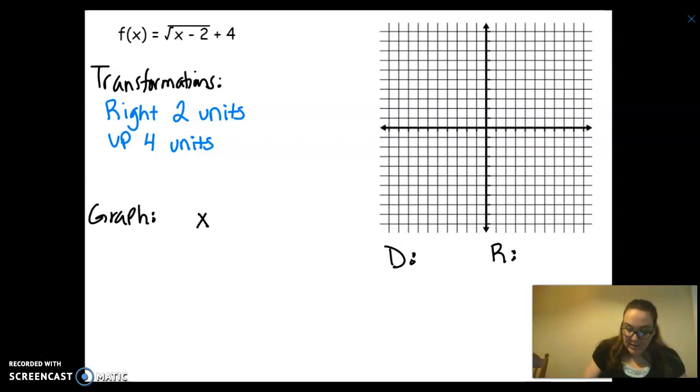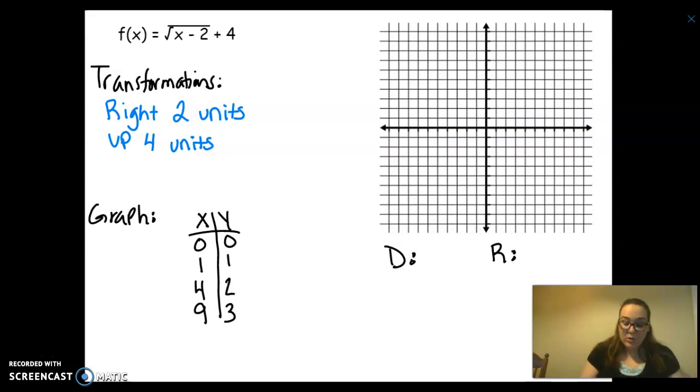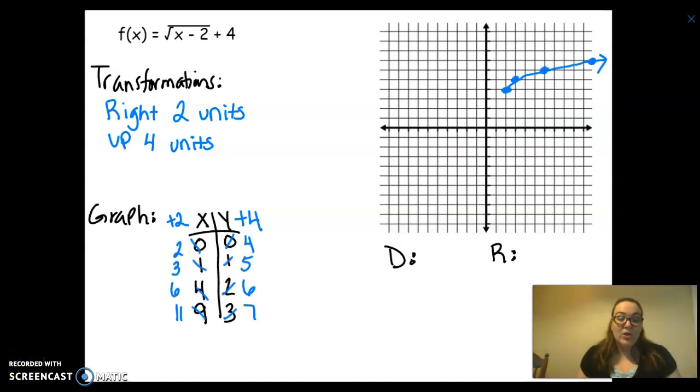When we go to graph this, I'm going to use that same parent table I just created, 0, 1, 4, and 9, because I can square root those numbers, so you get 0, 1, 2, and 3. When I make those transformations, remember I'm moving up 4, which is a positive action, and moving to the right 2 is also a positive action. Go ahead and make those changes to your table and graph those values. I'm going to pause here and do the same thing. Those are the values you should have in the table when you add 2 and add 4, and that is what your graph should look like off to the side.